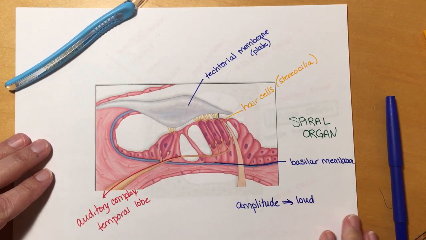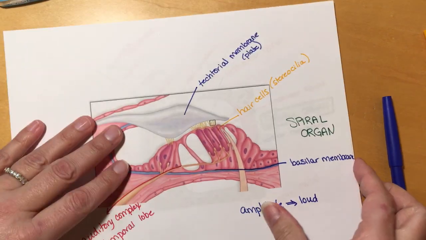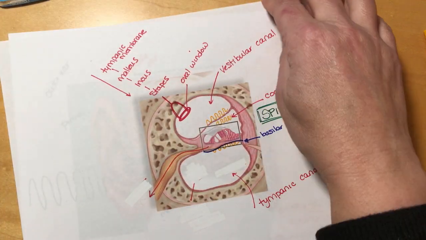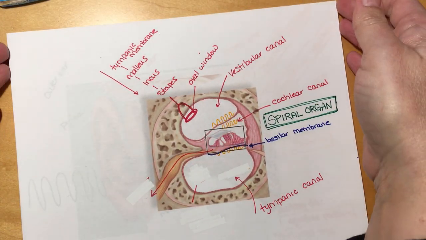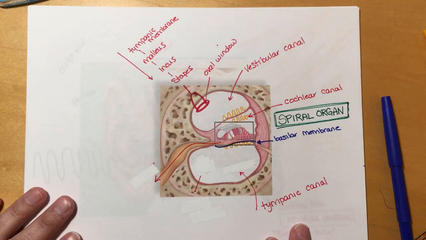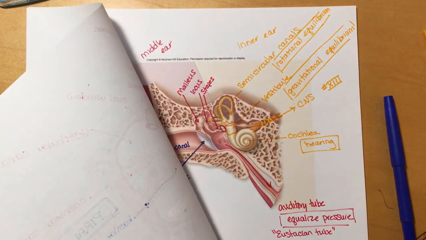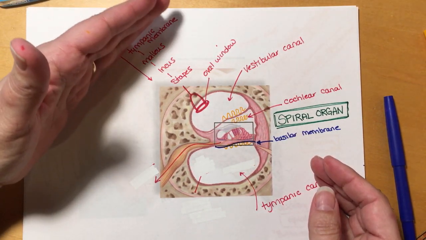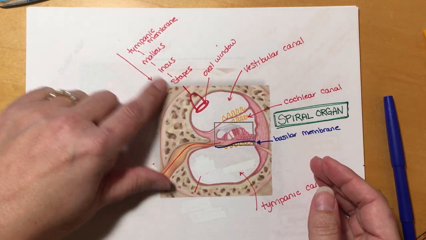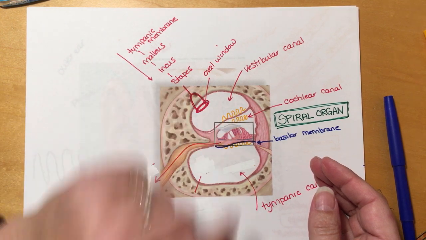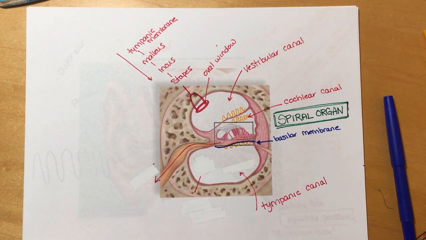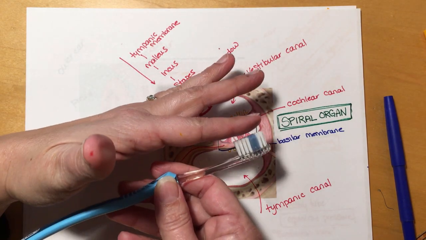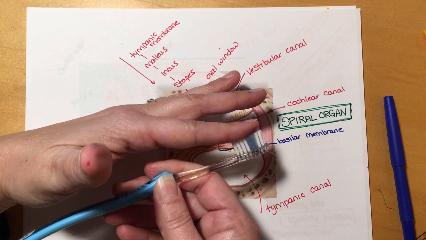So you can imagine how this works. As you hear something, if it's quiet, you can imagine that there's not a lot of vibration of the tympanic membrane, not a lot of vibration of the bones, and there's not that many waves made. And so when the basilar membrane moves, it just moves a little bit, and you just get a little bit of activation of those hair cells.